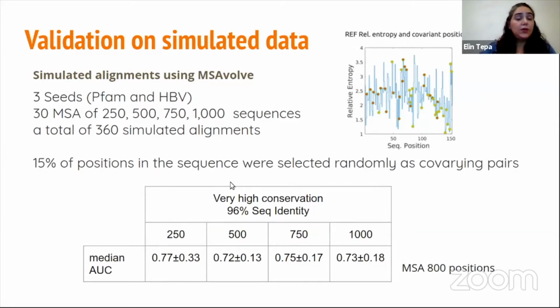And in the table, I show you the predicted performance of the method in terms of ROC. The median and the median absolute deviation are indicated. I think we have a good prediction considering the very high levels of sequence identity.